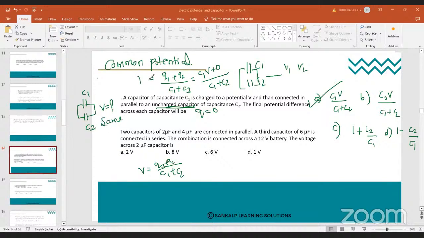Okay? So therefore potential V is equal to Q by C. But since there are two capacitors here, it becomes Q1 plus Q2 over C1 plus C2. But since the second is uncharged, the Q2 value will be 0. Yes, clear? Copy down. We will go for the next. Option A is the answer.